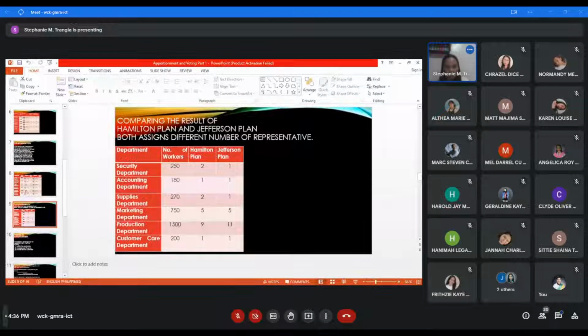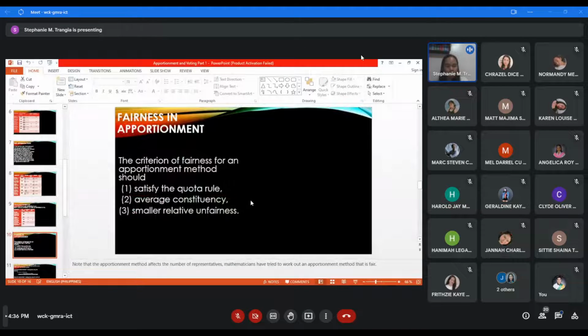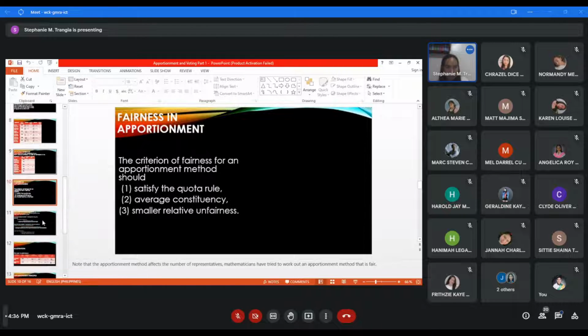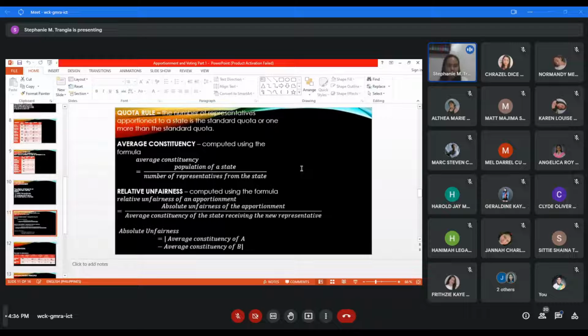Okay, now let's continue. Let's discuss fairness in apportionment. The criteria of fairness for an apportionment method should, number one, satisfy the quota rule; number two, average constituency; number three, smaller relative unfairness. For the quota rule, the number of representatives apportioned to a state is the standard quota or one more than the standard quota. The average constituency is computed using the formula: average constituency is equal to the population of a state divided by the number of representatives from the state.